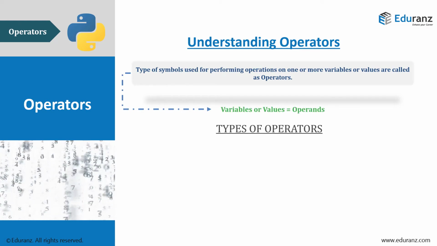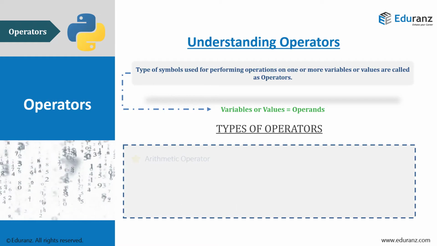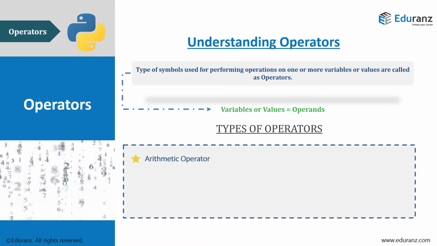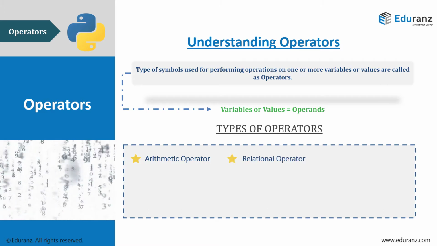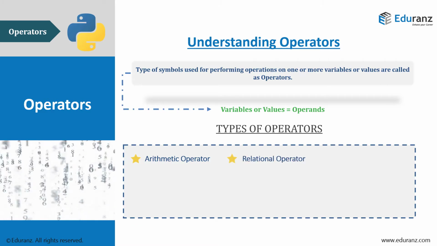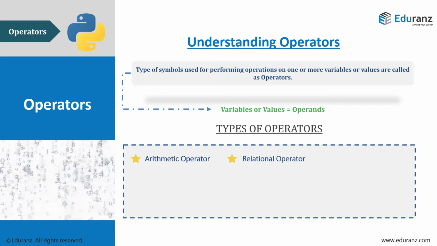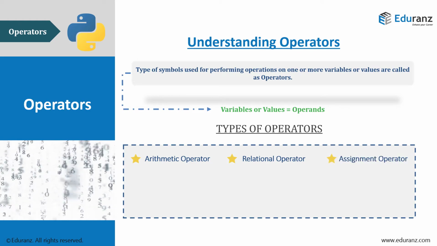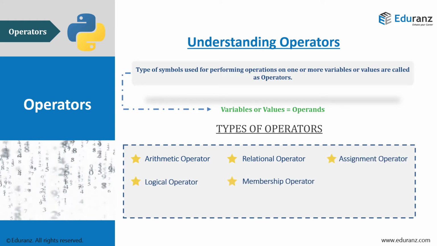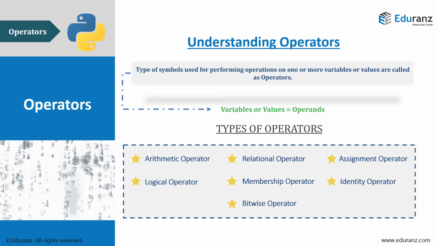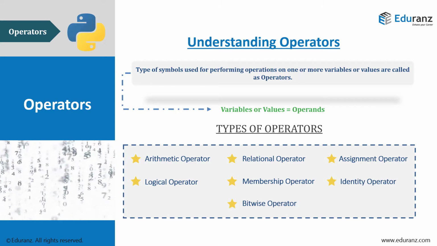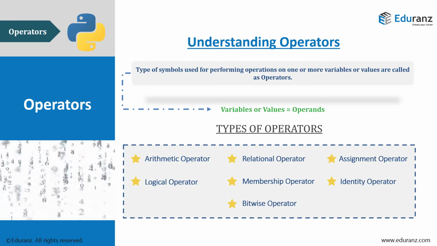So now the types of operators that we have here, guys, first and foremost, we have arithmetic operators where we perform the arithmetic operations, right? Then come the relational operators where we find the relations between the operands, right? Then come the assignment operators. Then we have logical operators, membership operators, identity operators, and the bitwise operators. Now let's proceed forward and discuss each one of them briefly.